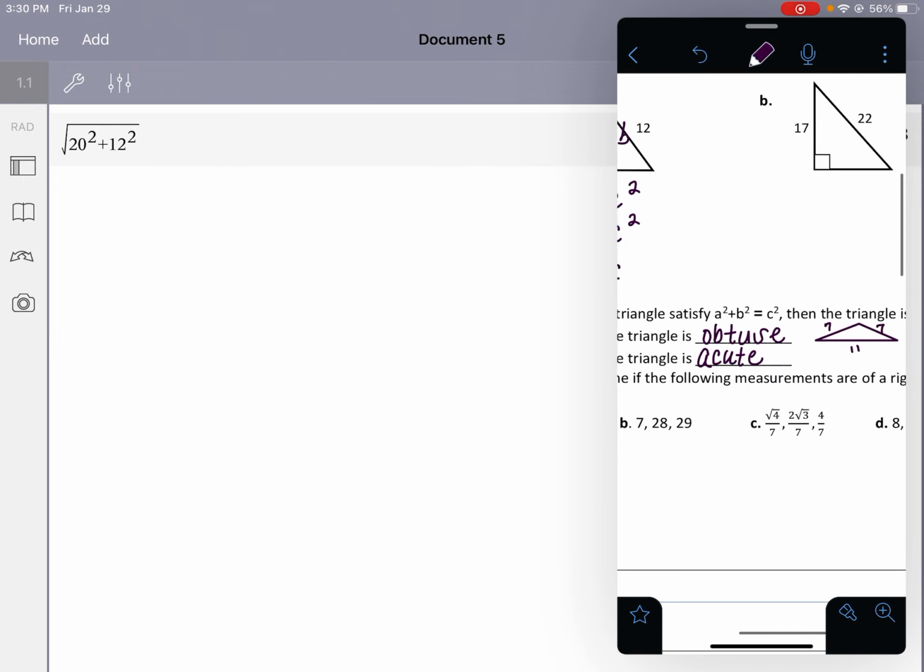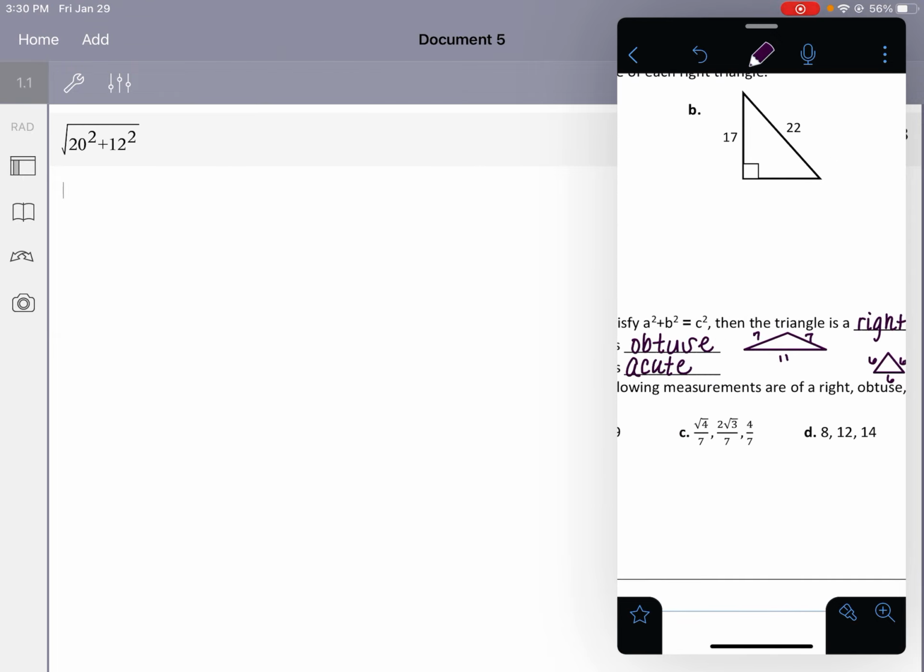All right, for example B, same situation. But this time we see here that we know C is 22. And then A could be 17 and B can be the missing leg. So just a shortcut. If you know what C is, then you're going to have to subtract. I'll show you all the steps. Okay, so here, now since we know what C is, I'm going to go ahead and fill that in. And then A is 17, B is unknown.